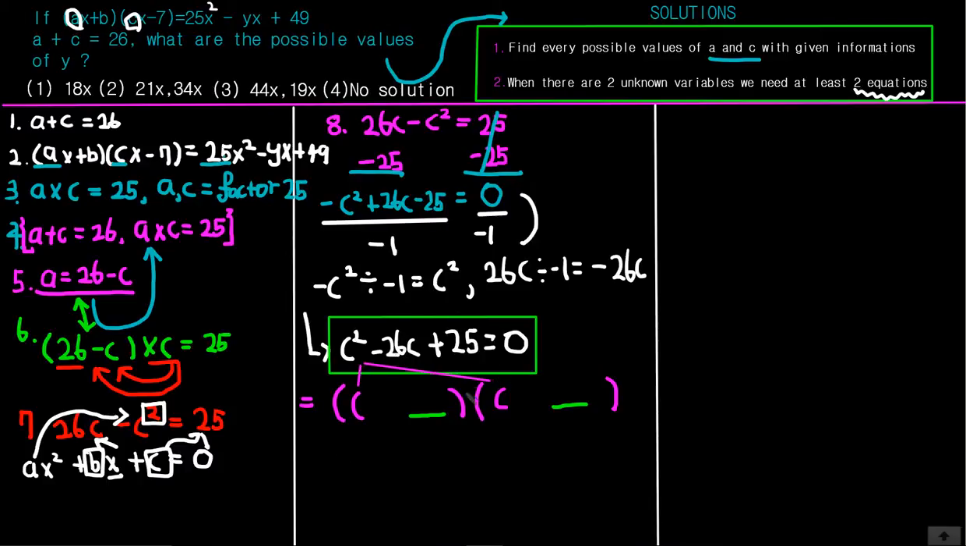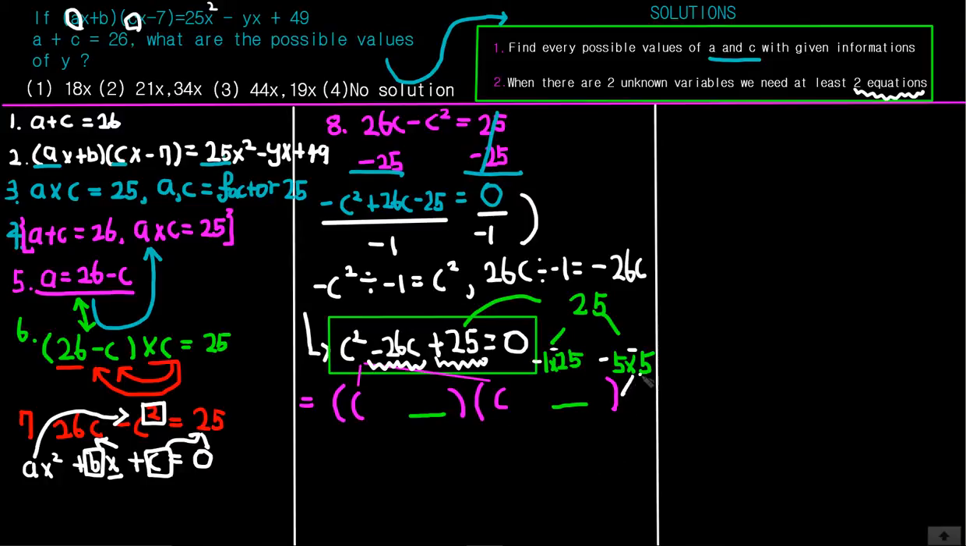So we can think about it in terms of 25's factors, which are first 1 times 25, and second 5 times 5. We need to be careful with the signs. The middle term is negative, which means the terms are all negative or one of them is negative. But our multiplication is positive 25, which means negative times negative makes positive. So we can put negatives on our numbers. And if we add those numbers, we're going to get negative 26.